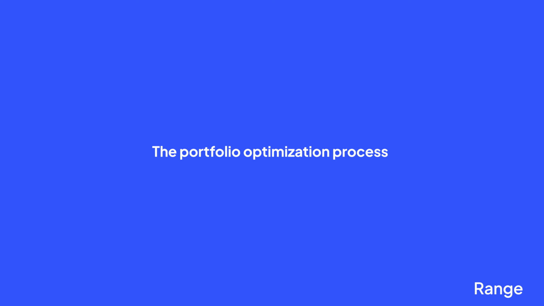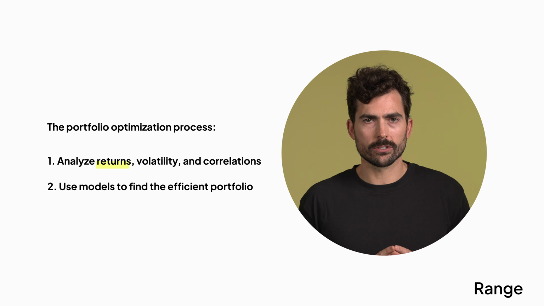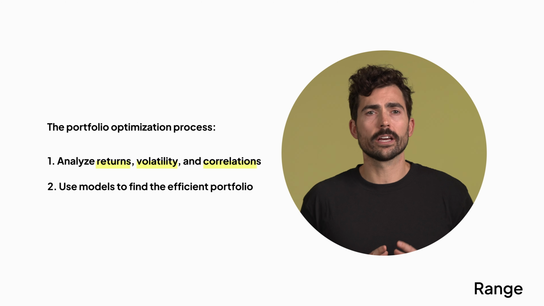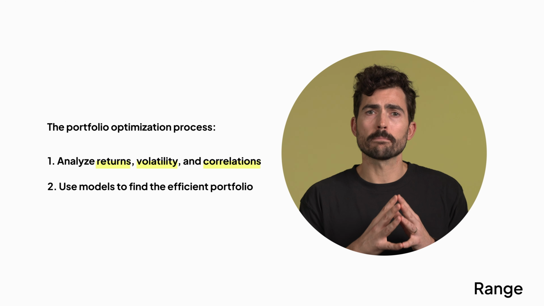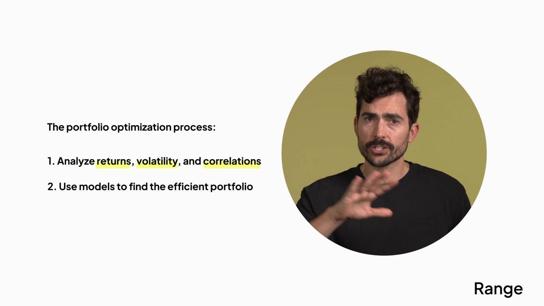Using the modern portfolio theory, we can follow a portfolio optimization process, choosing assets to achieve the highest expected return for a certain level of risk. This involves analyzing the expected returns, volatility, and correlations of each asset, then using mathematical models to identify the ideal portfolio on that efficient frontier. It sounds complex, but nowadays, there are tools and software that handle much of this heavy lifting for you.